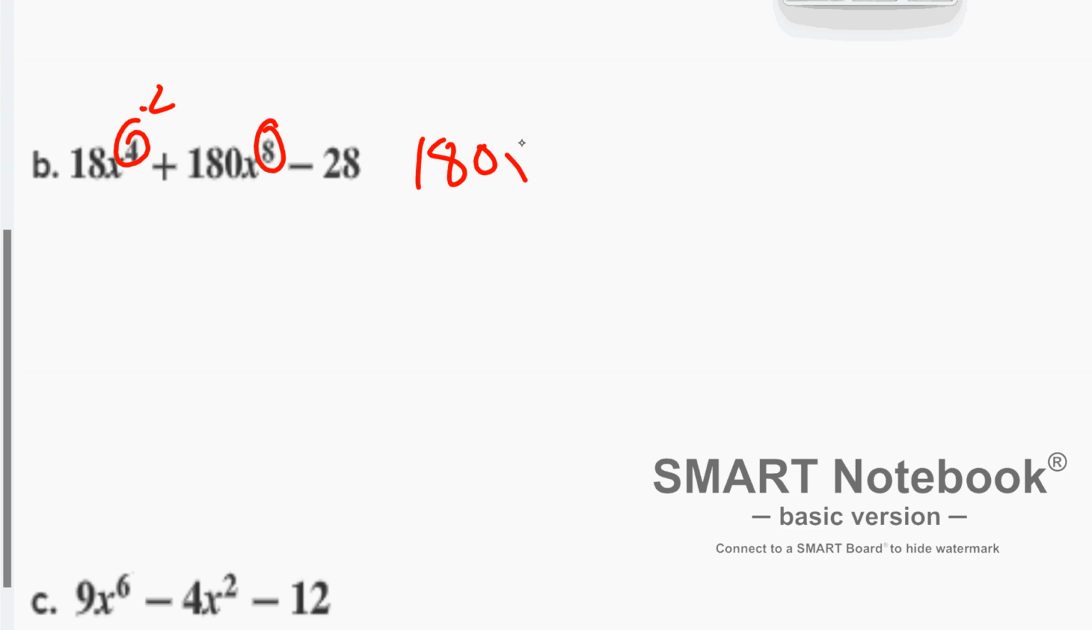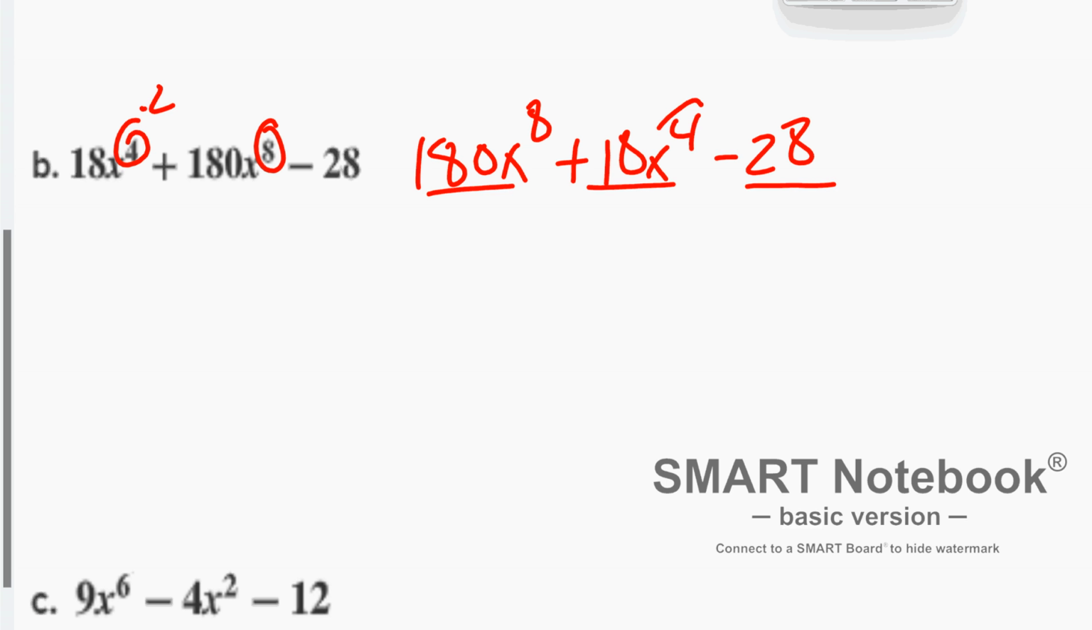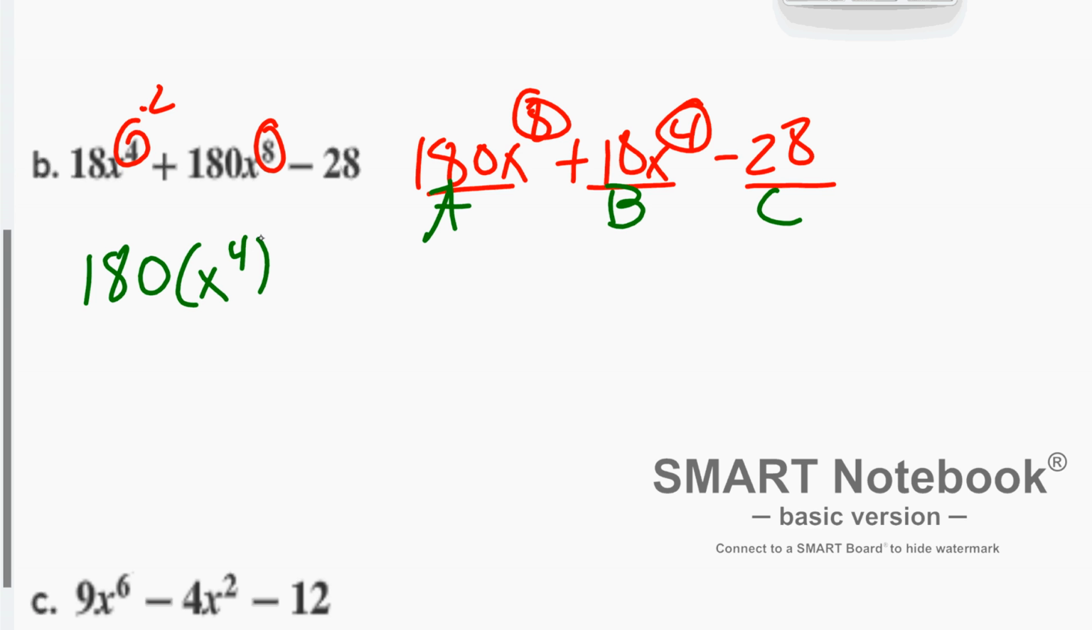So 180x to the 8th plus 18x to the 4th minus 28. I have three terms, and I can times this one by 2 to get to the larger one, so it's in quadratic form. So the book, again, this would just be your a, this would be your b, this would be your c. The book wants you to write it as 180 x to the 4th, that is squared, because that would make 8, right? And then plus 18 x to the 4th, and then minus 28, and then you can plug in your u.